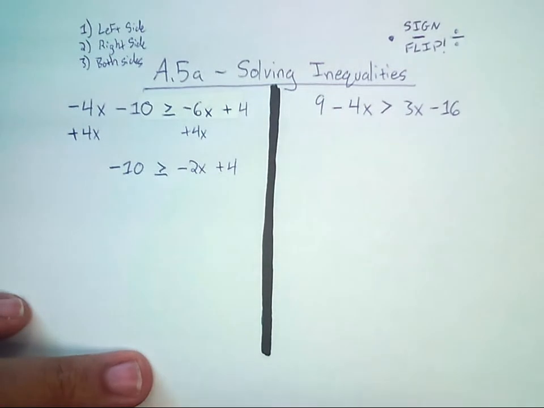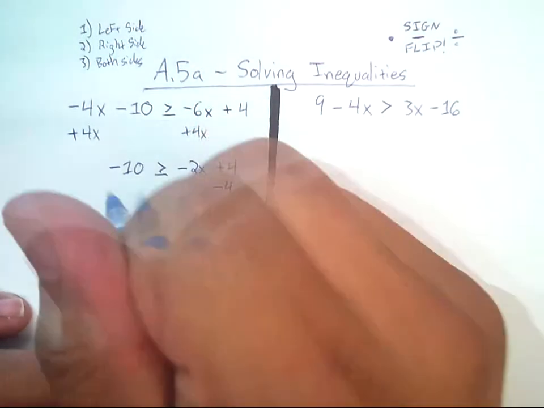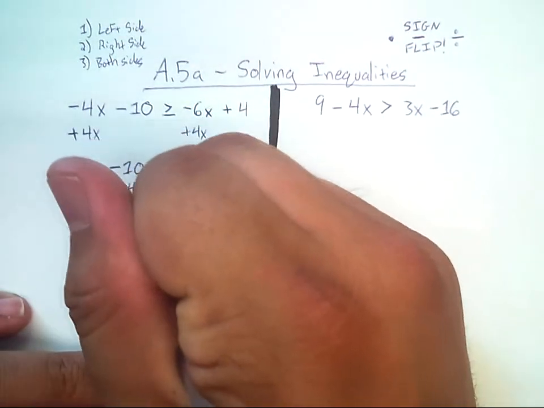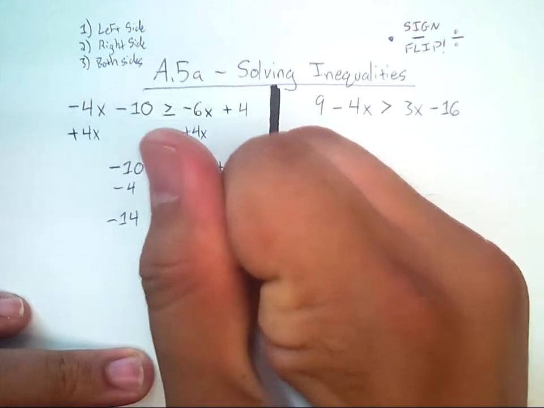And we're going to go ahead and proceed business as normal. We're going to subtract 4 from both sides. So negative 14 is greater than or equal to negative 2x.